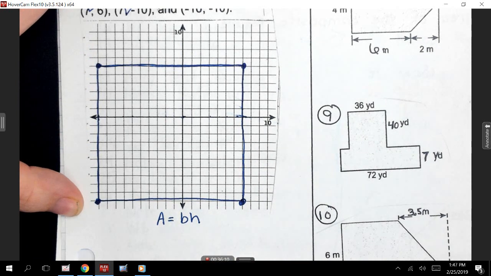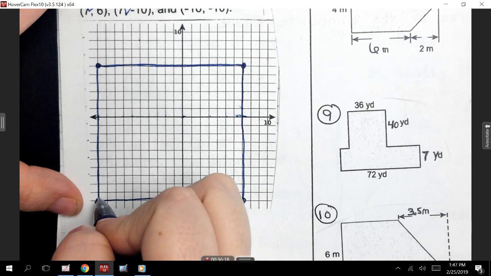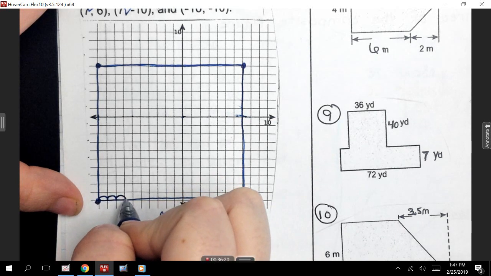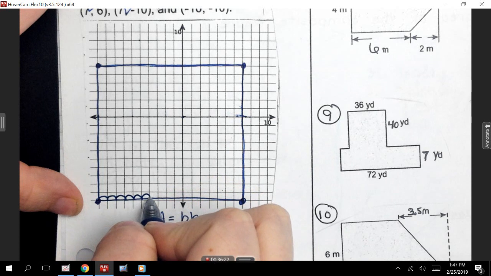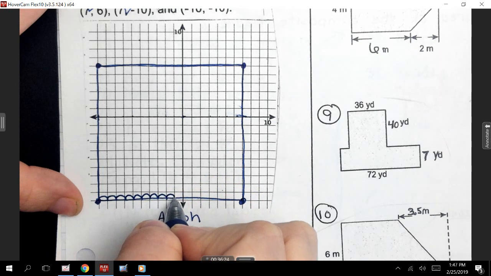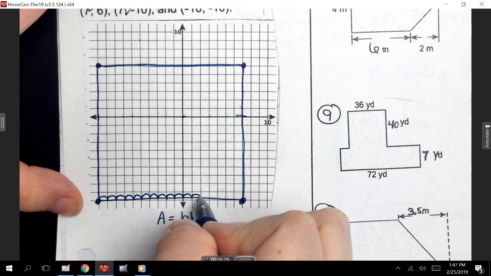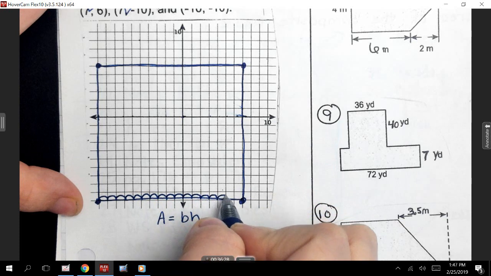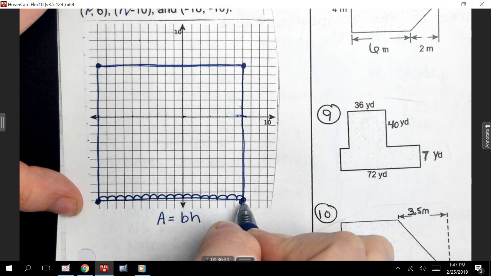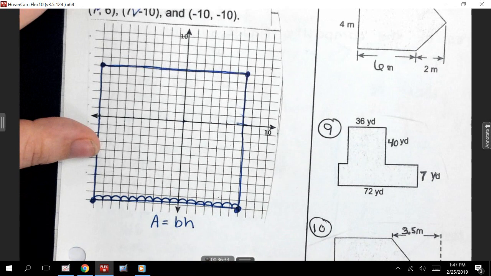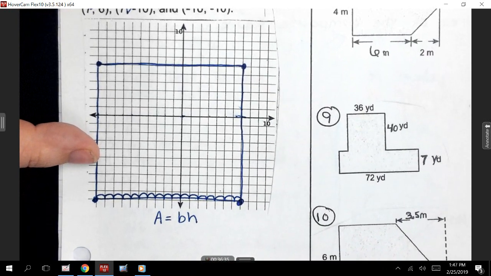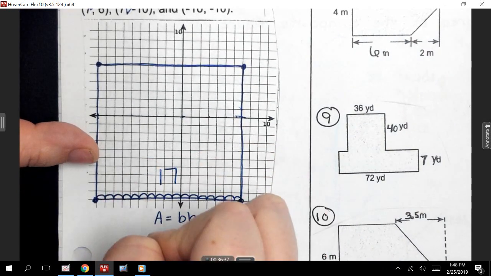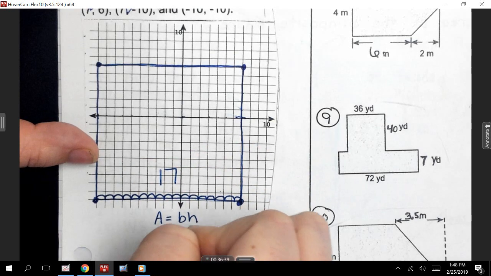Why would I mark it? So you can count, so I don't get confused, so that I don't lose my spot, okay? So I'm going to count over. I'm going to go 1, 2, 3, 4, 5, 6, 7, 8, 9, 10, 11, 12, 13, 14, 15, 16, 17. All right, what numbers did you get when you counted over on the bottom? 17. That's what I got. So A equals, and my base is 17.